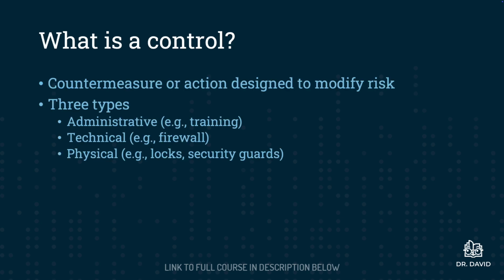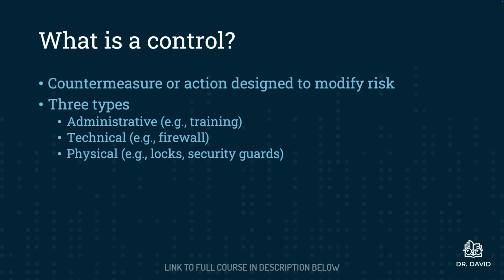And so what is a control? A control, in short, is a countermeasure or action designed to modify risk. And there are 3 general categories of controls. These are administrative, technical, and physical. And yes, you should also remember this for the exam.